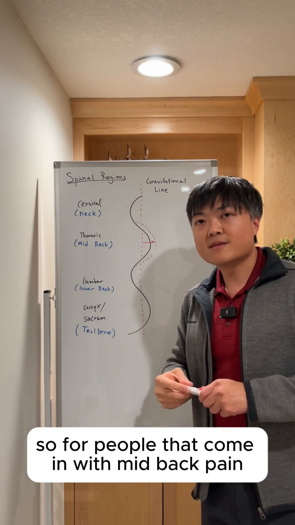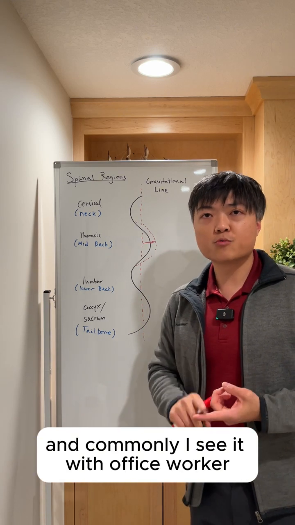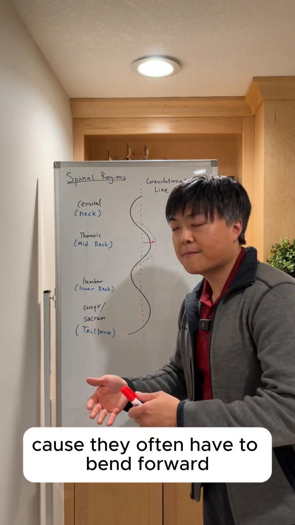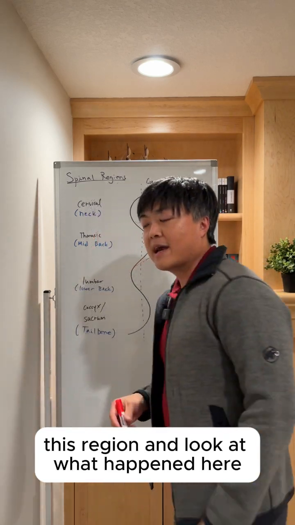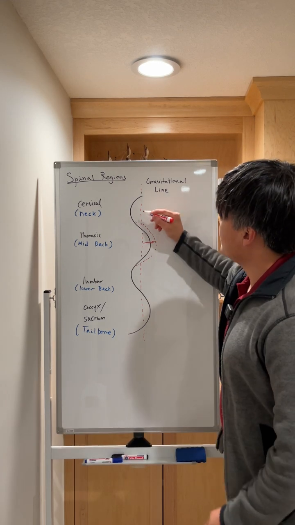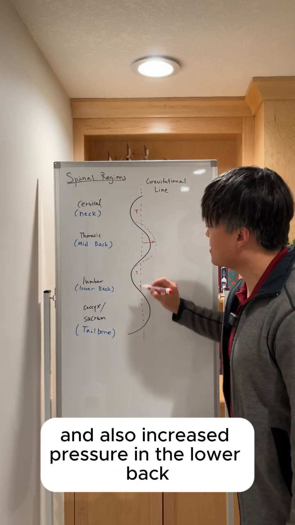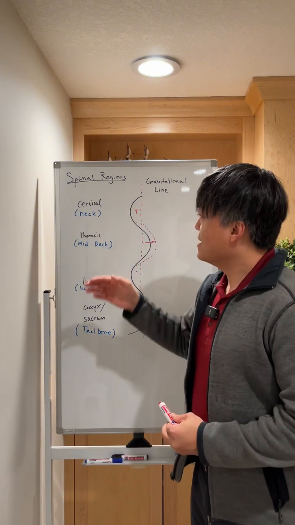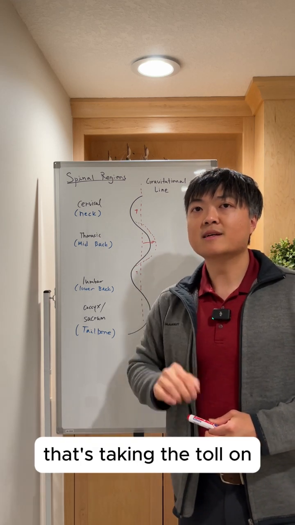For people that come in with mid-back pain, commonly I see it with office workers, chefs, or contractors, because they often have to bend forward. What they report is pain in their mid-back, this region. And look at what happened here. If there's any increase of pressure in this region, there's also increased pressure in the neck and also in the lower back. So when someone has a rounded posture, all 3 regions can be affected, but primarily it's the mid-back region that's taking a toll.